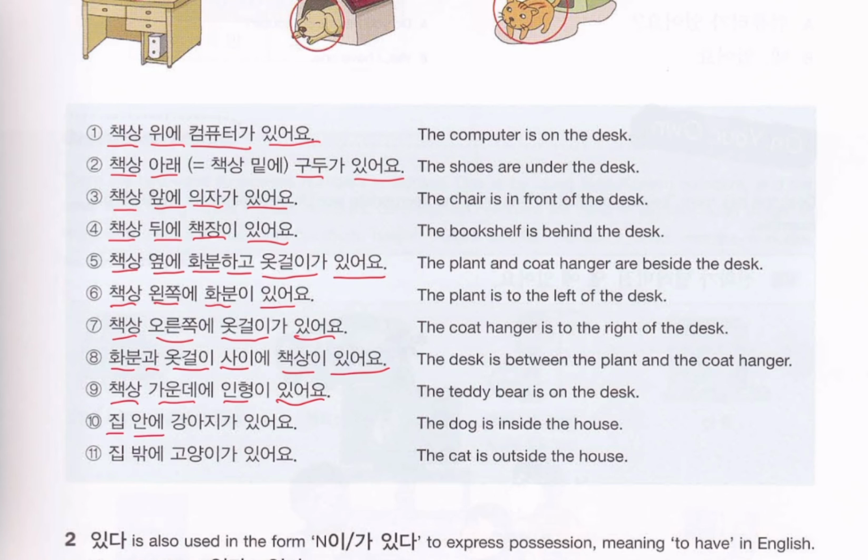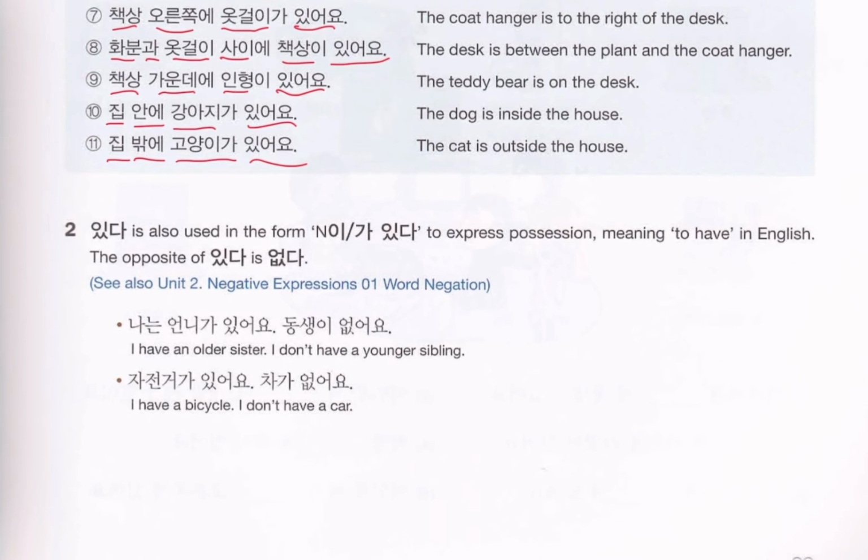집 안에 is in the house. 강아지 is puppy. 있어요, have. The puppy is inside the house. 집 밖에 outside the house. 고양이 is cat. 있어요, have. 집 밖에 고양이가 있어요. The cat is outside the house.